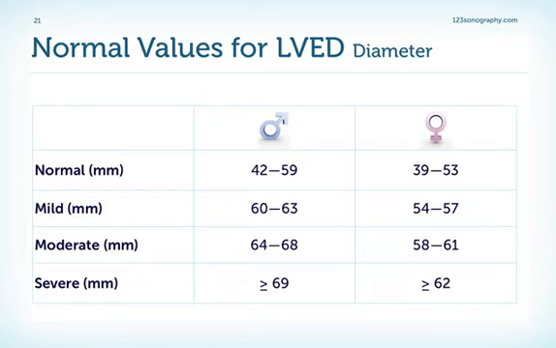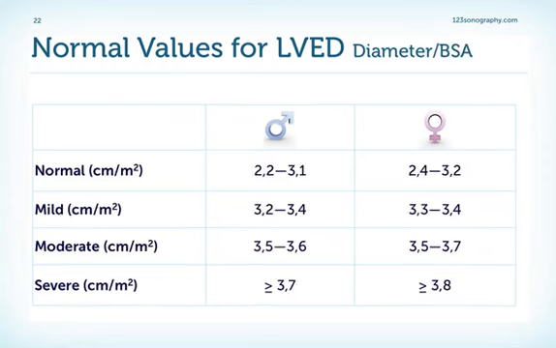These are the normal values. As you will see, values are obviously smaller for females than for males, and there's a fairly wide range within the normal values. You can find these normal values also in your fact sheet. Because there's such a wide range, and because the diameter is very much dependent on the body surface area, it's better to use an indexed normal value for left ventricle diameter, which is indexed to the body surface area. So these are the normal values. Again, you will find them in your fact sheet.